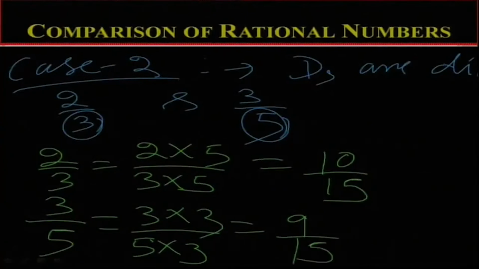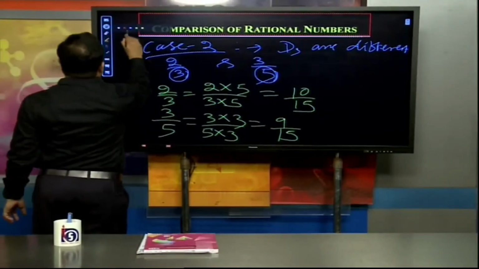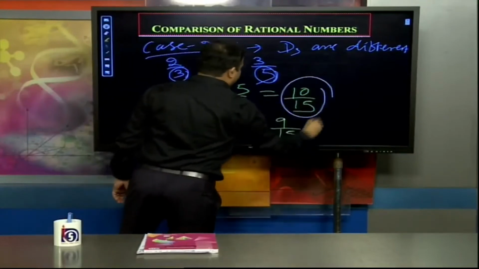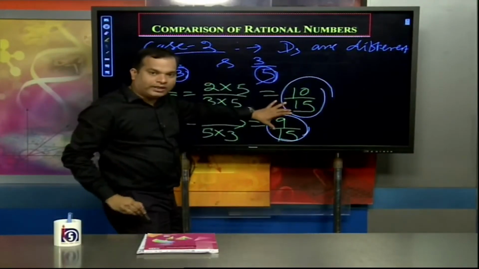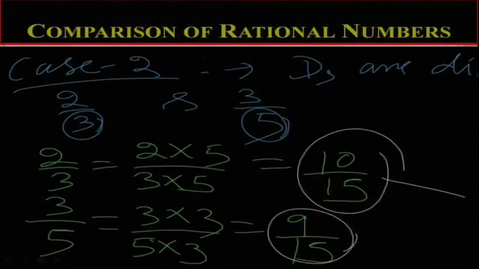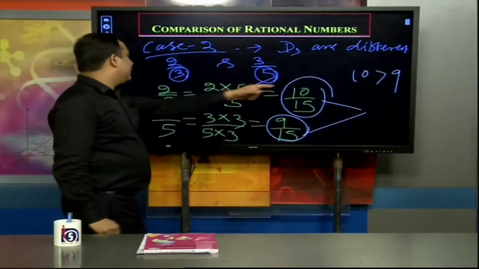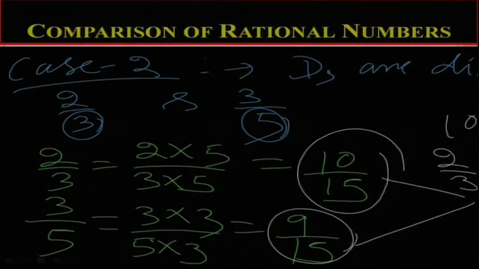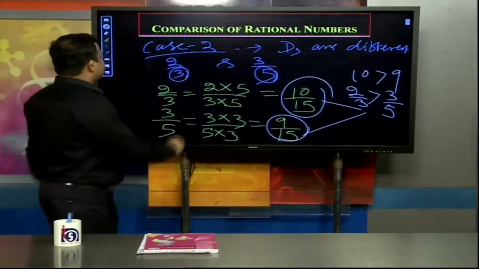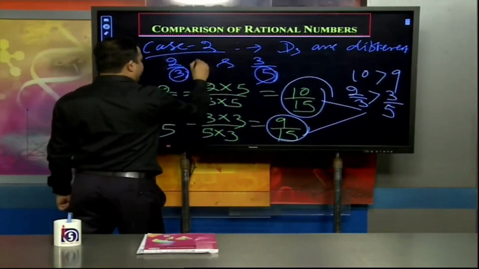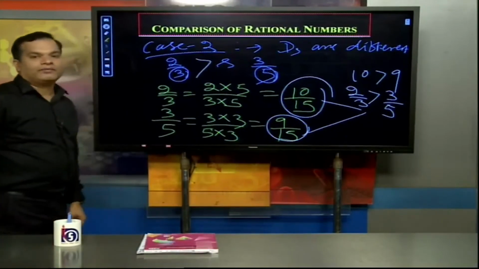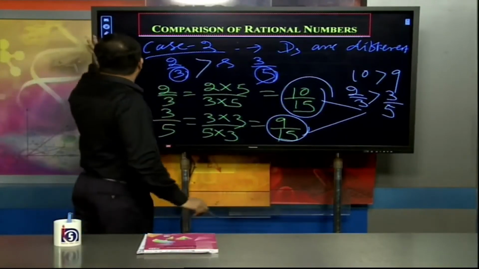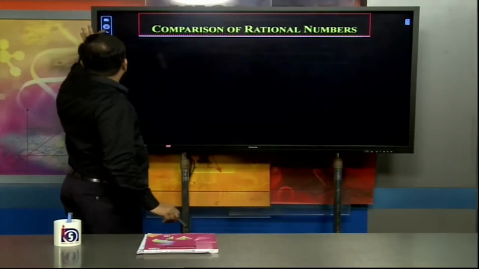Now we have got the two quantities, 10 by 15 and 9 by 15. Now you compare them. 10 is more than 9. So 10 by 15 is greater than 9 by 15, and we can generalize that 2 by 3 is greater than 3 by 5. That is the very important thing. So between 2 by 3 and 3 by 5, 2 by 3 is more. That is the way we have to compare two rational numbers.